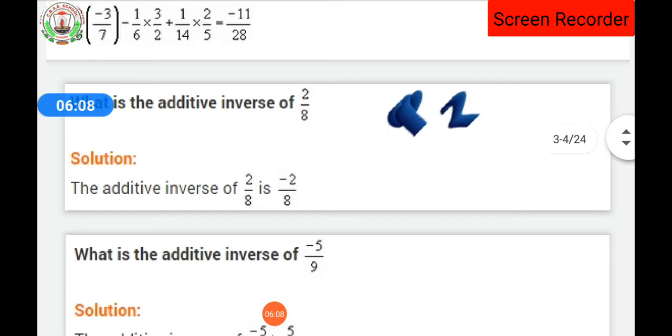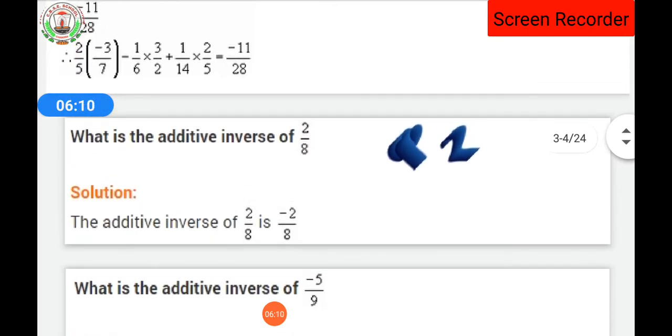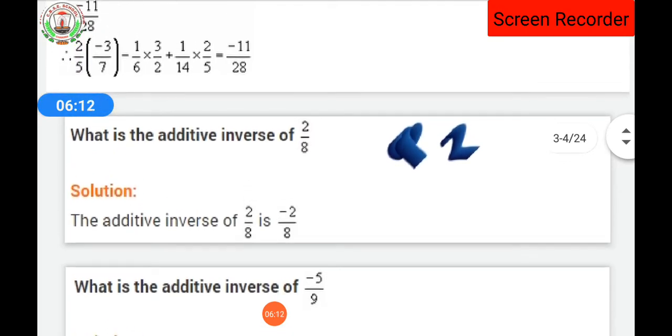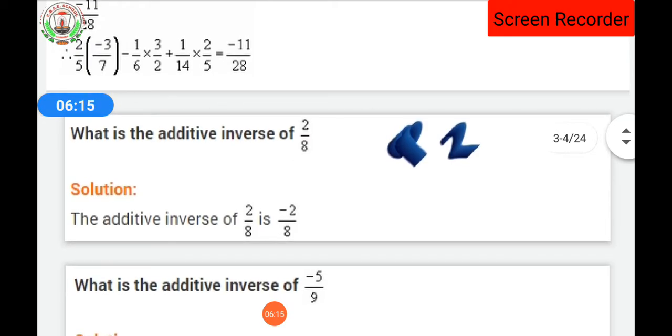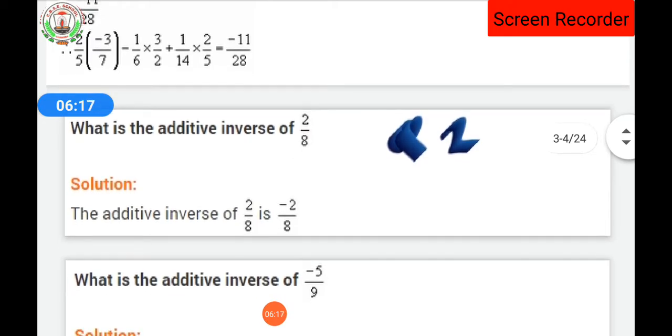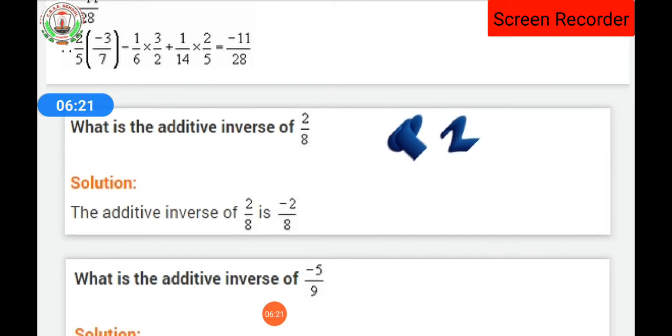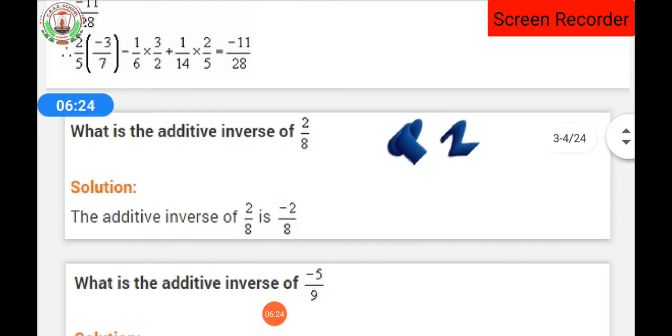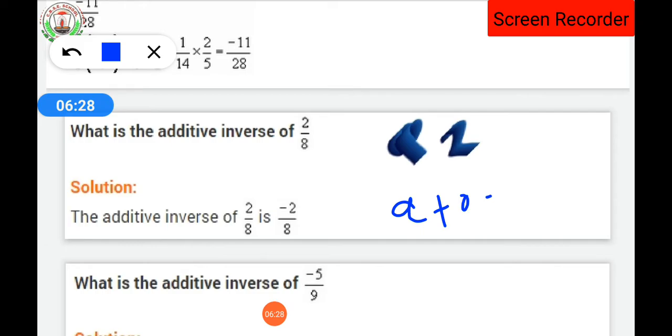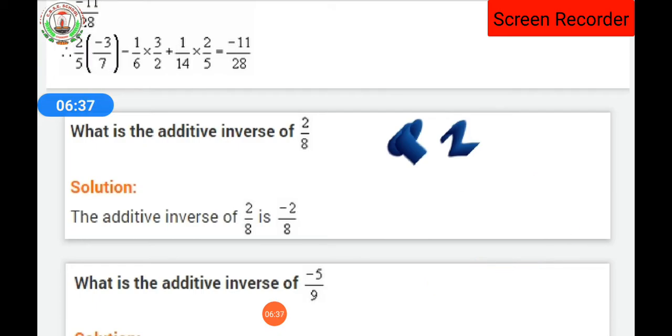Moving towards the second question, what is that? What is the additive inverse of 2 by 8? So what is additive inverse? Additive inverse means the positive term will become negative and the negative term will become positive. Okay, so that is our additive inverse. Suppose we have a number a, then a plus 0 is equal to a. Minus a plus 0 is equal to minus a, like that. Clear? This is the additive property. So the additive inverse of 2 by 8 is minus 2 by 8.